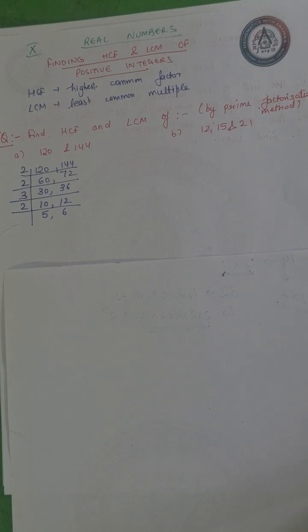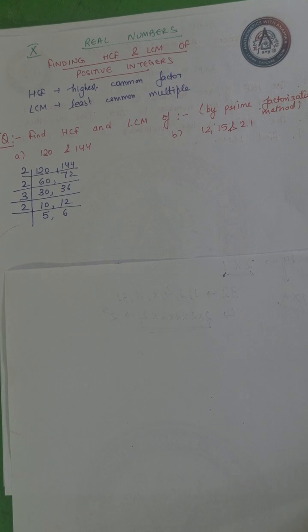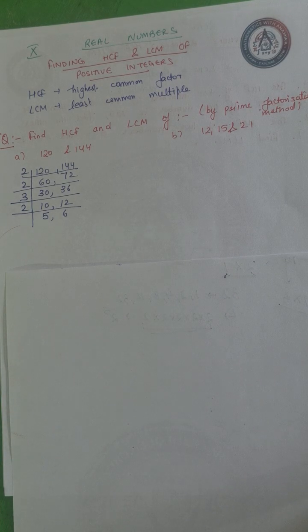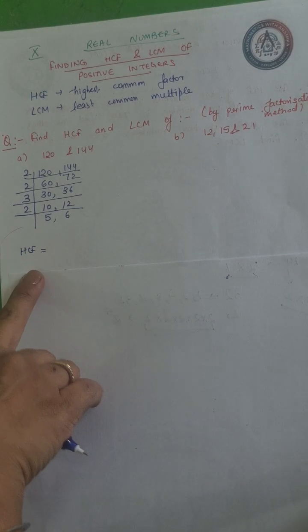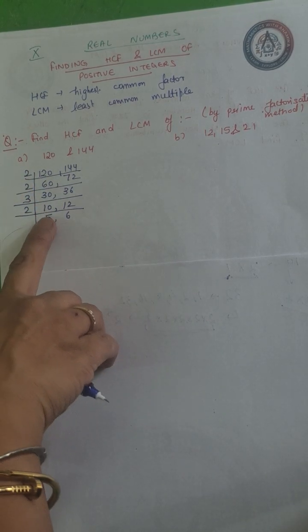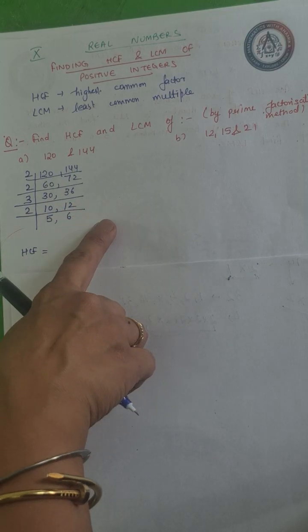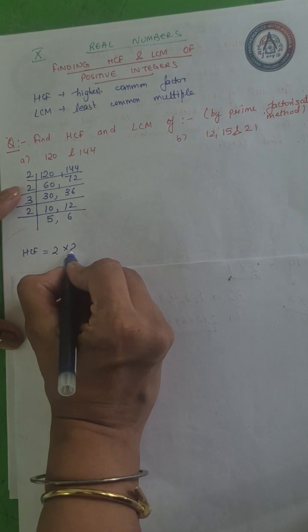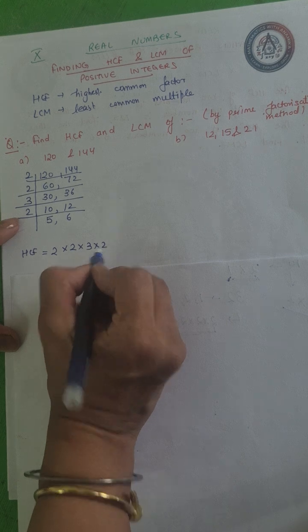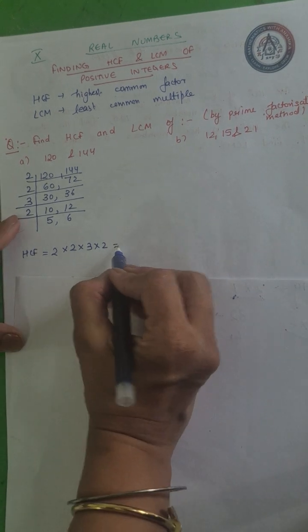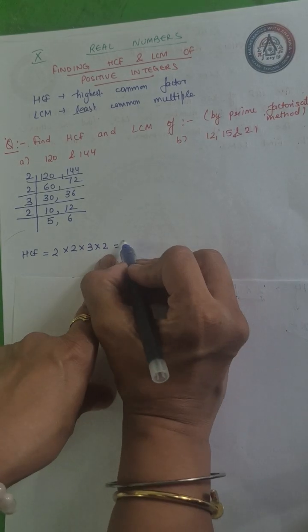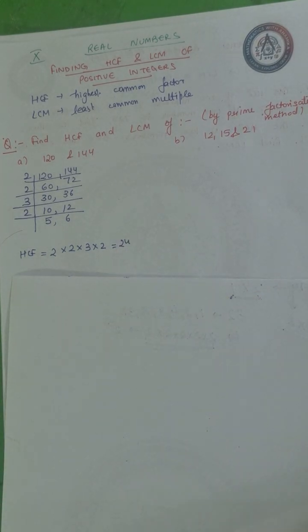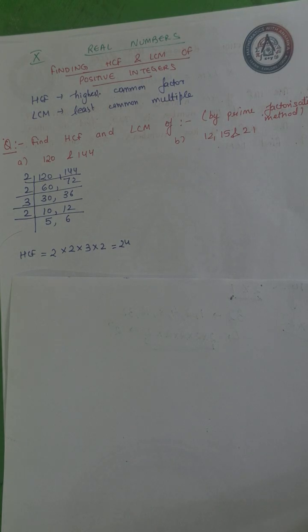Now when I check 5 and 6, these two numbers do not come in any common table. 5 is a prime number, so it cannot. So now you have to stop for a second and you will say my HCF will be all these numbers which are divisible by both the numbers. That is 2 times 2 times 3 times 2. Again I said that order does not matter. So when you multiply 2 times 2, 4, 4 times 3, 12, 12 times 2 is 24. So the highest common factor of 120 and 144 is 24.